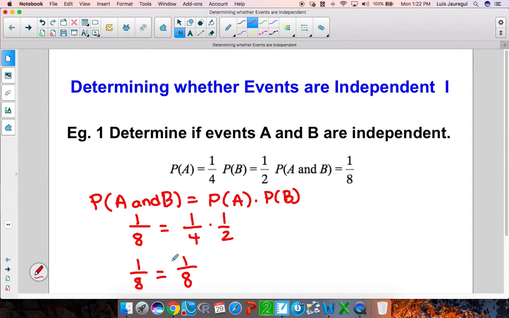Notice since 1/8 is the same as 1/8, we have what we refer to as an identity. Therefore, we can conclude that events A and B are independent. And that is because our definition formula has been satisfied.